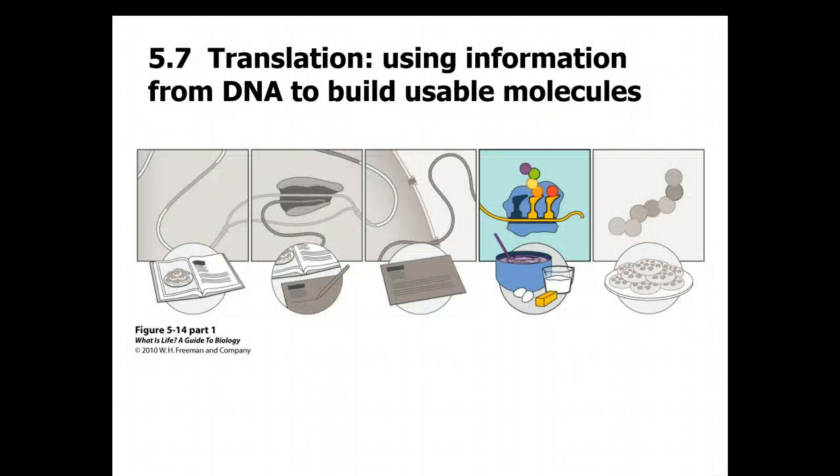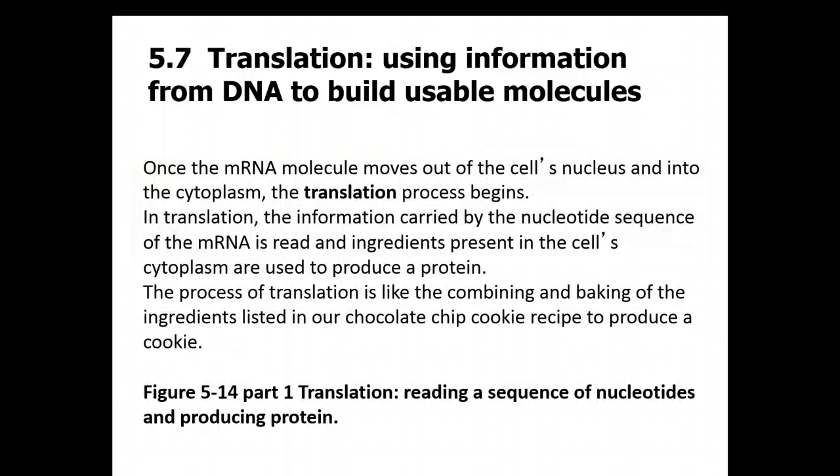So translation is using information from DNA to build usable molecules. Once the messenger RNA molecule moves out of the cell's nucleus into the cytoplasm, the translation process begins. In translation, the information carried by the nucleotide sequence of the messenger RNA is read in groups of 3 as a codon, and ingredients present in the cell's cytoplasm are used to produce a protein. The process of translation is like combining all the baking ingredients listed in our chocolate chip cookie recipe to produce the cookie.